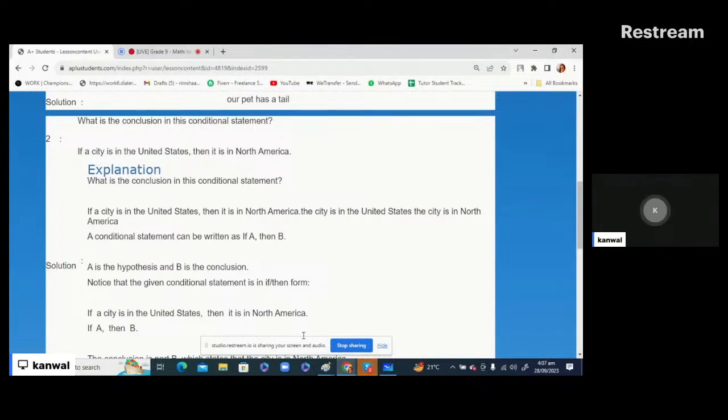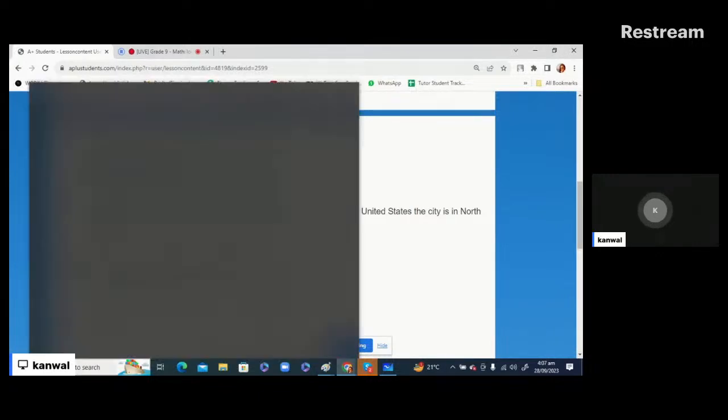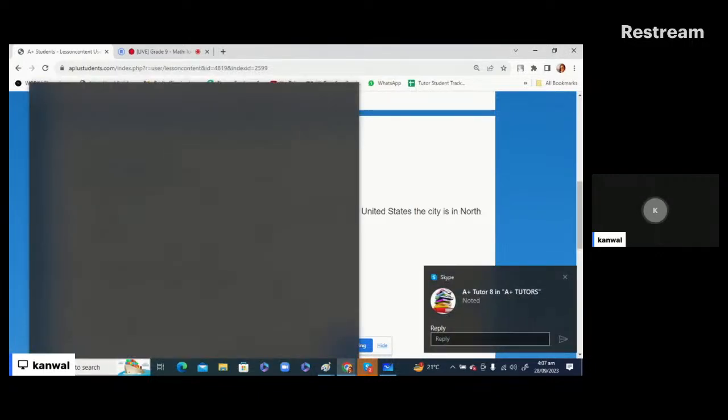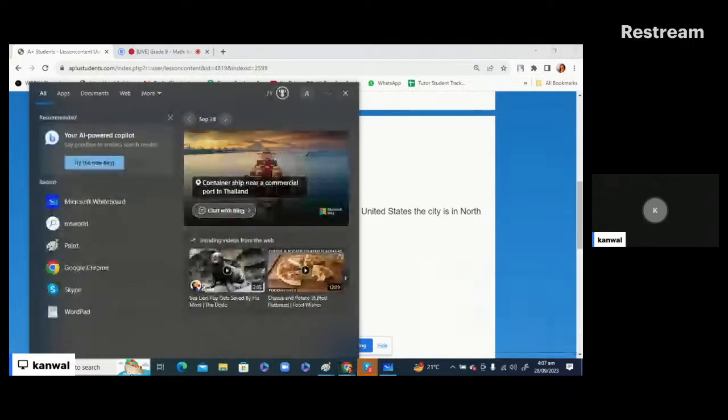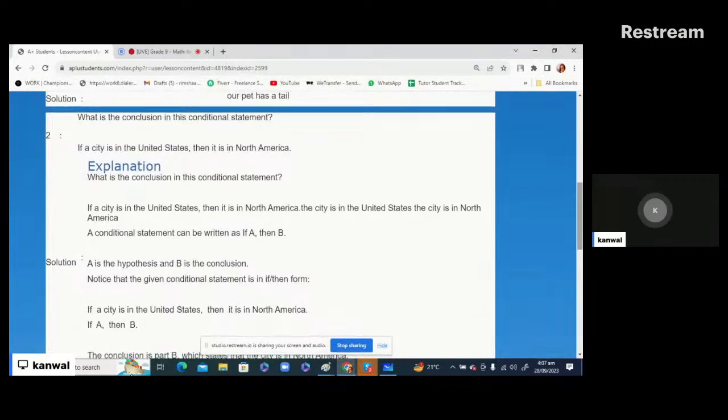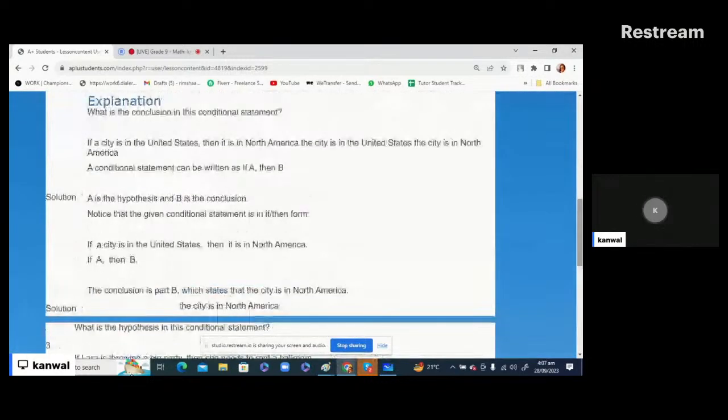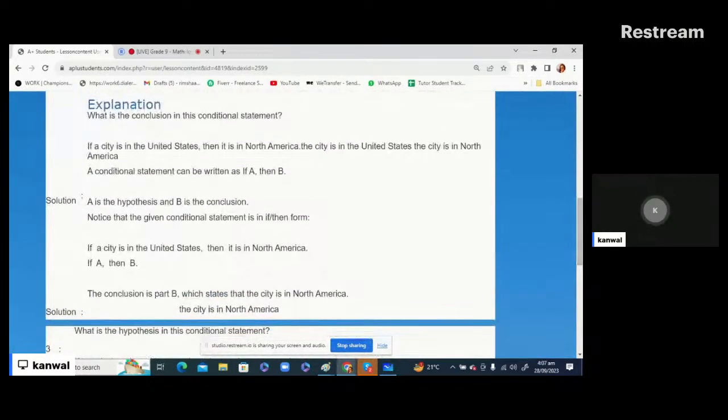Notice that the given conditional statement is if and then. If a city is in the United States, then it's in North America. So what is the conclusion? The part after then: it's in North America. So we say that the city is in North America. That's it.